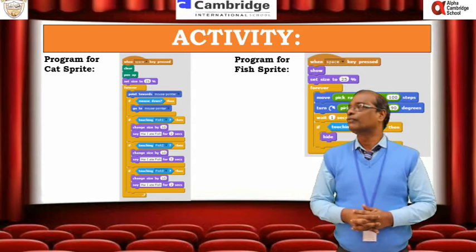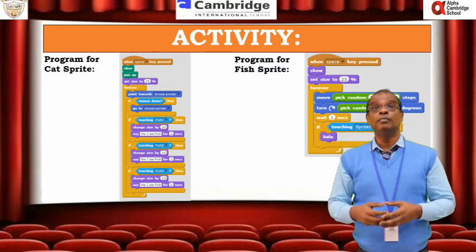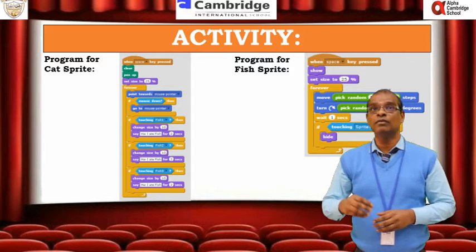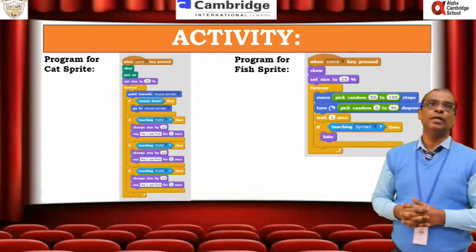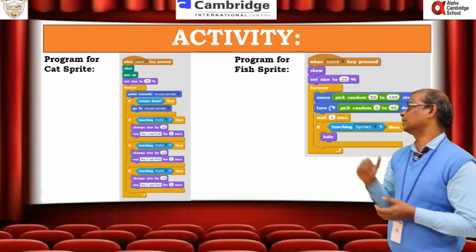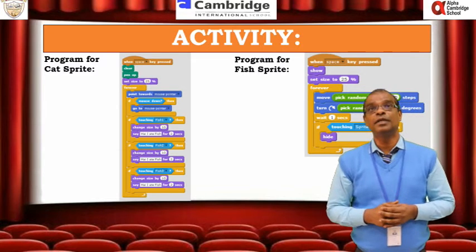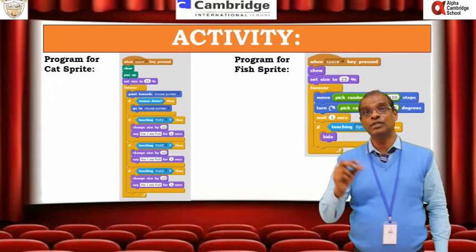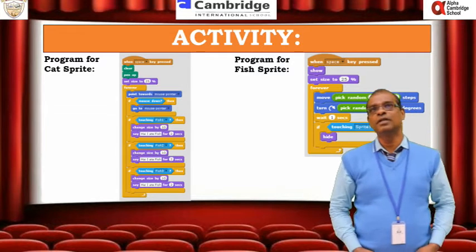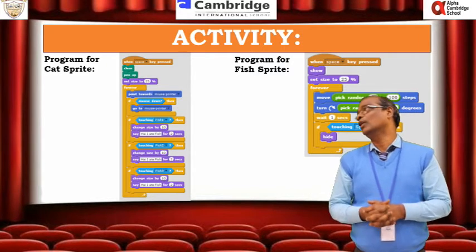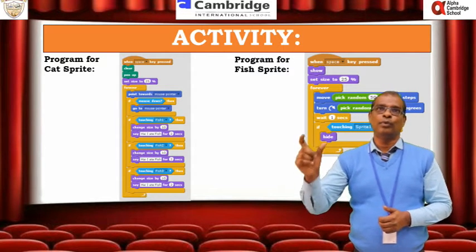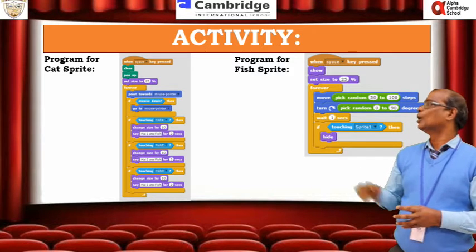What is the number 1? First one is show. The fish will be visible. If it is hide, previously it will be visible. Next one is set size to 25%. That means the original size is 100%, and the size of the fish will be decreased to 25%. That means the fish will be smaller in size. Next, forever is there. Forever means whatever code lies inside the forever will be executed repeatedly until you stop the program.